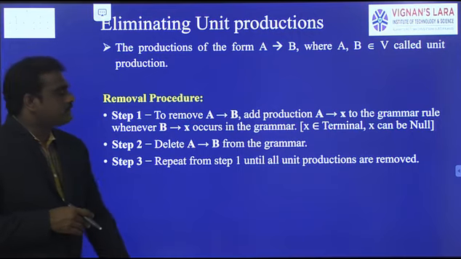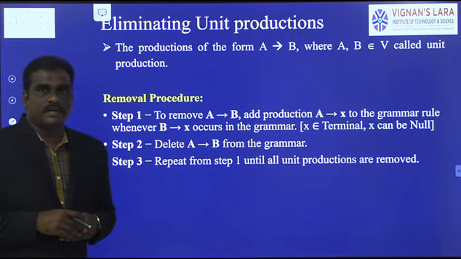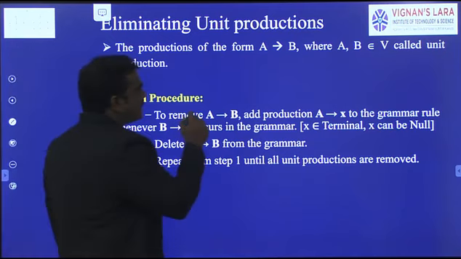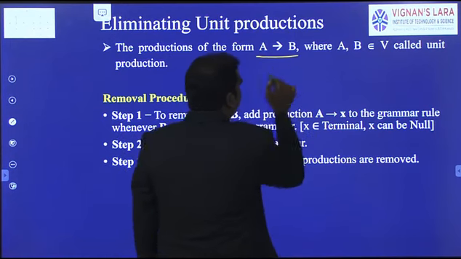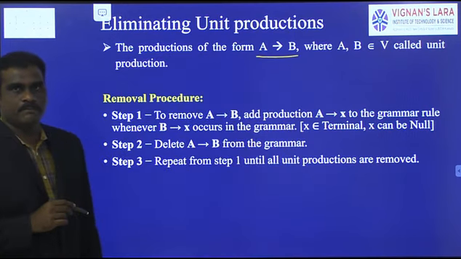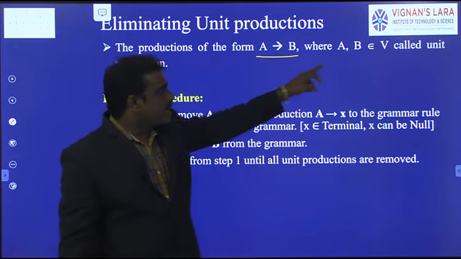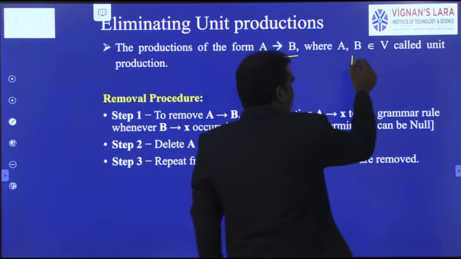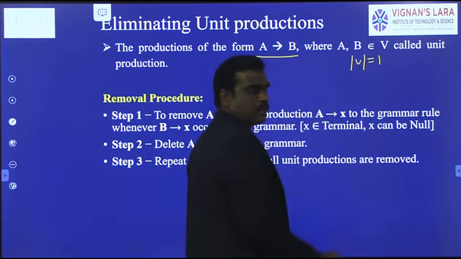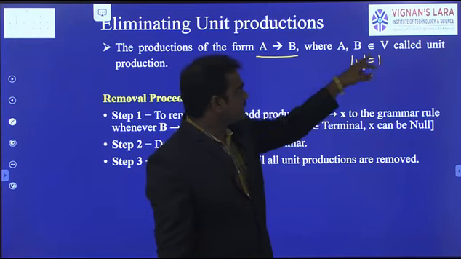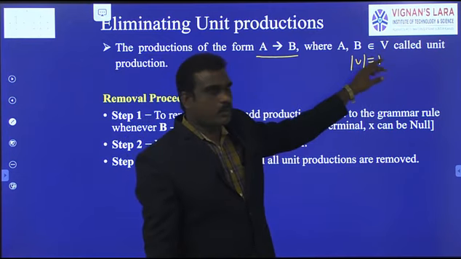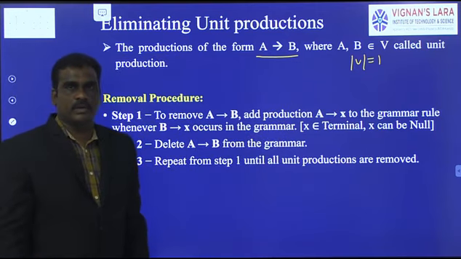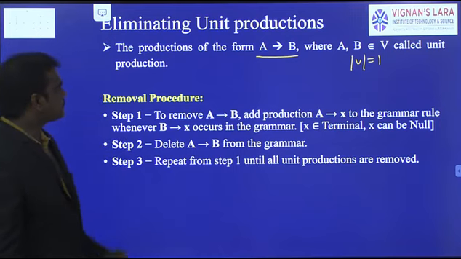Before eliminating the unit productions, first of all, what is meant by unit production? A unit production means the production is of the form A to B, where A, B belong to V. What is V? V is a variable, and here the length of the variable should be 1. So it is called a unit production.